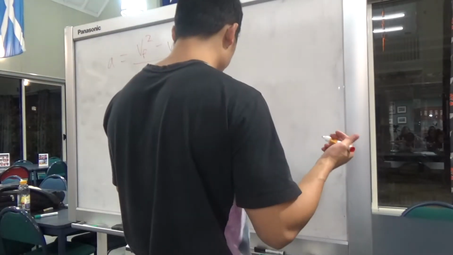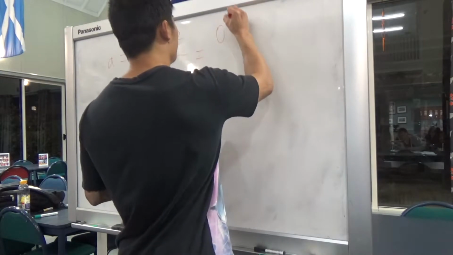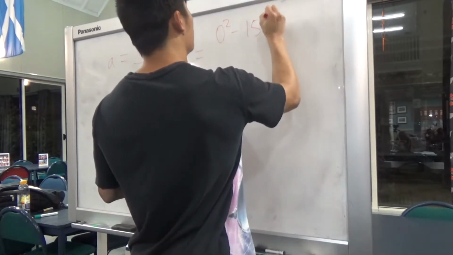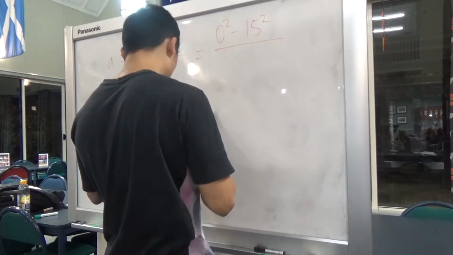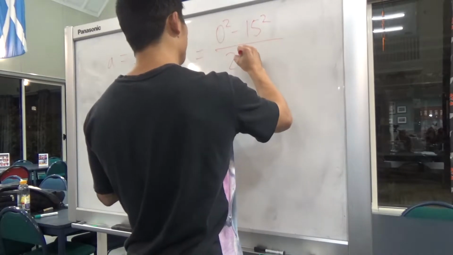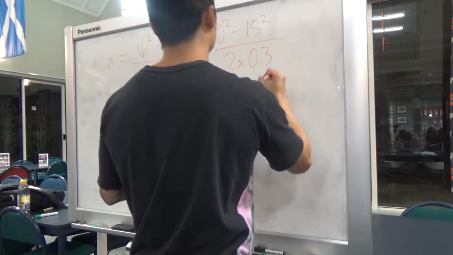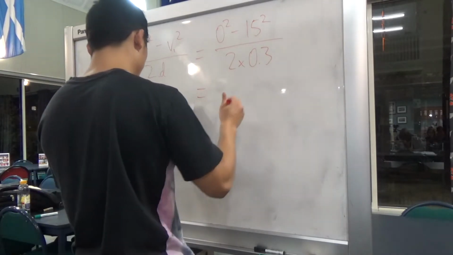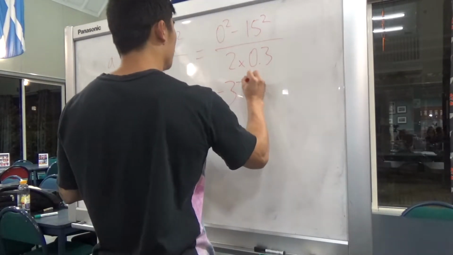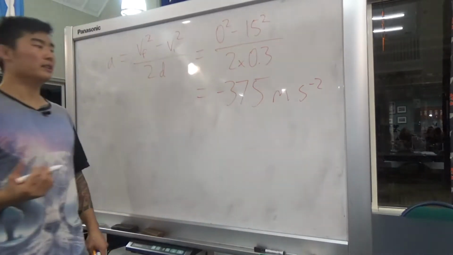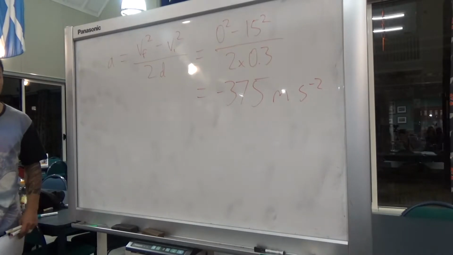So our final velocity is 0. So 0 squared minus the initial velocity, which was 15, 15 squared, over 2 times the distance. So 2 times 0.3. That will give you negative 375 meters per second squared. So that's your acceleration.